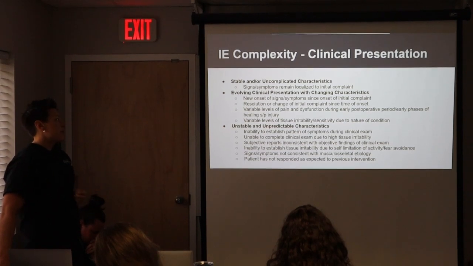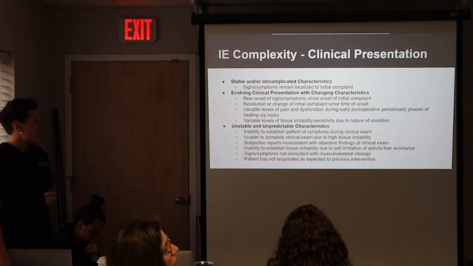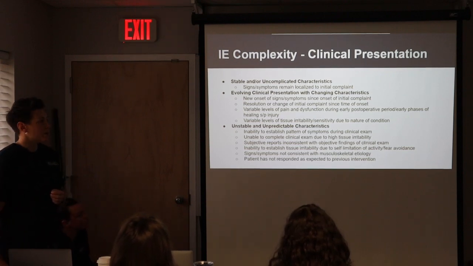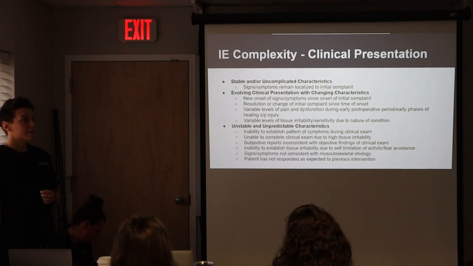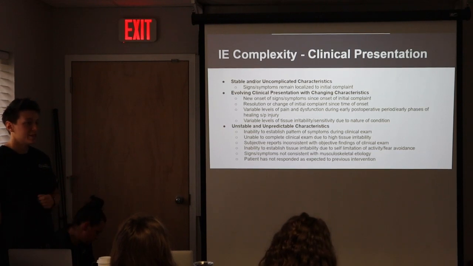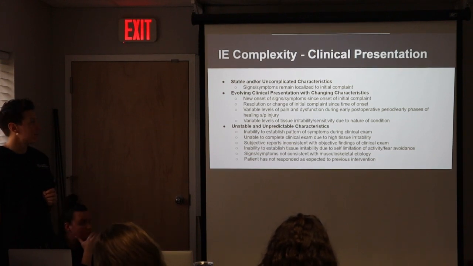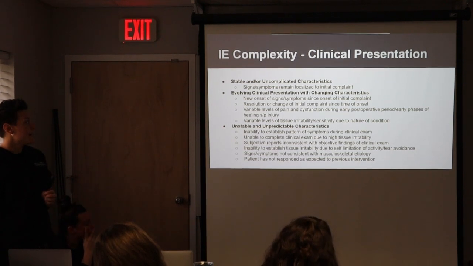Then you have your unstable or unpredictable characteristics. And this is we don't see a whole lot of these, but you want to be aware of them when they do come across. These are sometimes your zebras. Maybe they have some red flag-ish type symptoms, and you want to make sure that you're closely monitoring them because you're not sure how they're going to respond to the plan or respond to therapy, and you want to make sure that you're ready to kind of refer them out as appropriate.